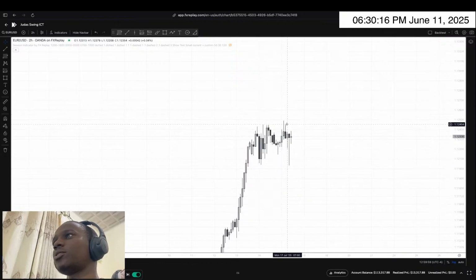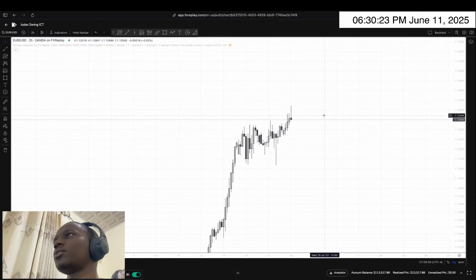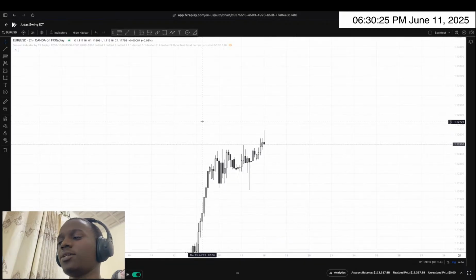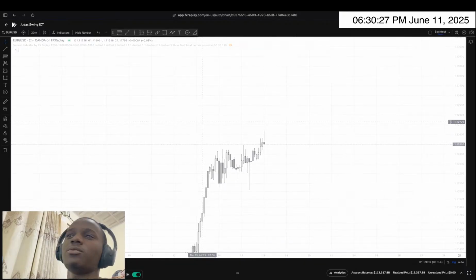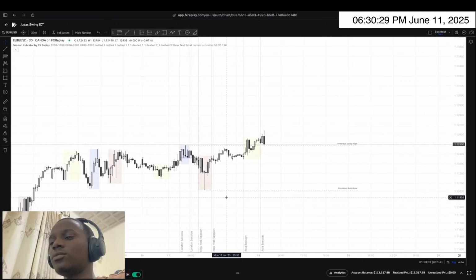So you can see that we took out this high, then we try to drop, so go to the next day open. So we're still pushing high. I'm going to go to the 30 minute, 5 minute.